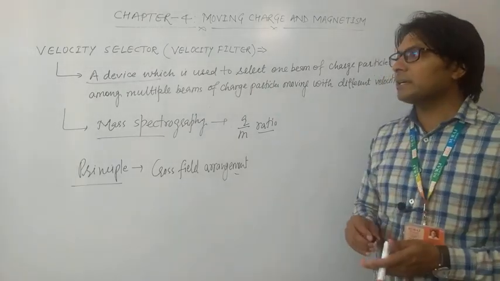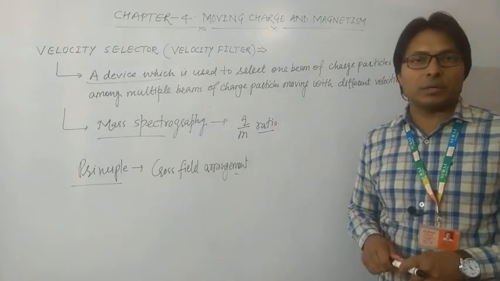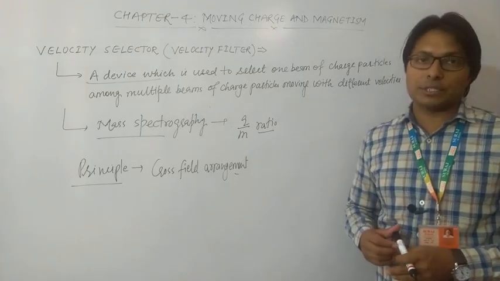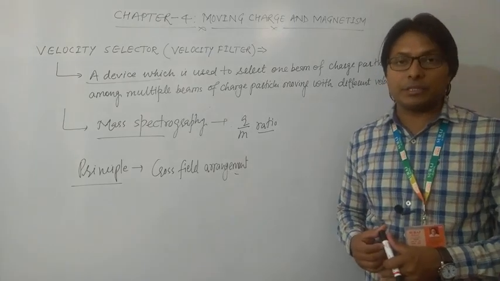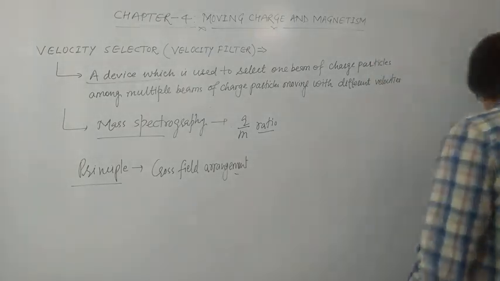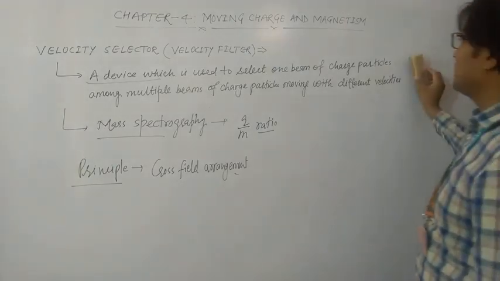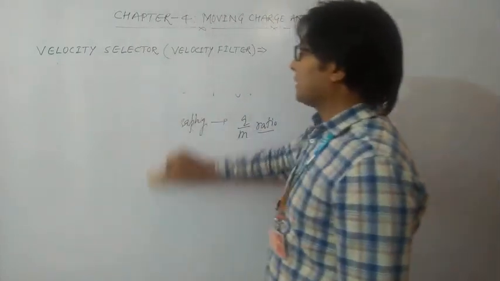Now let us have a detailed look at how this velocity selector actually selects one charged particle of desired velocity out of many charged particles moving with different speeds. For that we first have to draw a diagram which illustrates the cross field device.